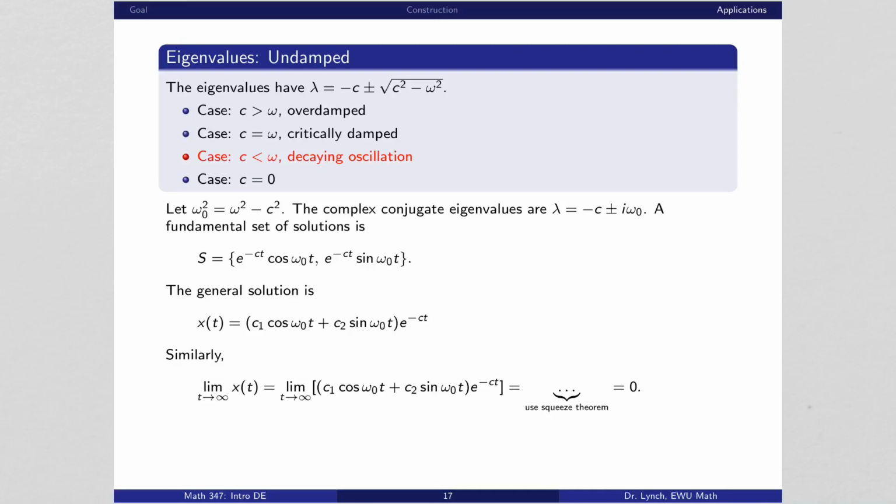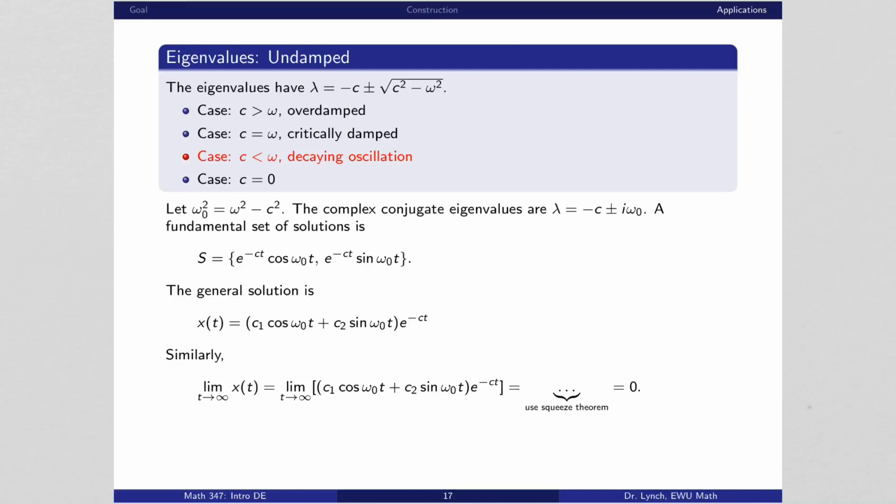We'll refer to this as the decaying oscillation. We'll see why it's called a decaying oscillation a little bit later. Sometimes this is also referred to as the underdamped case, right? You can think somehow the spring constant represented by omega is bigger than the damping constant represented by c, an underdamped case.